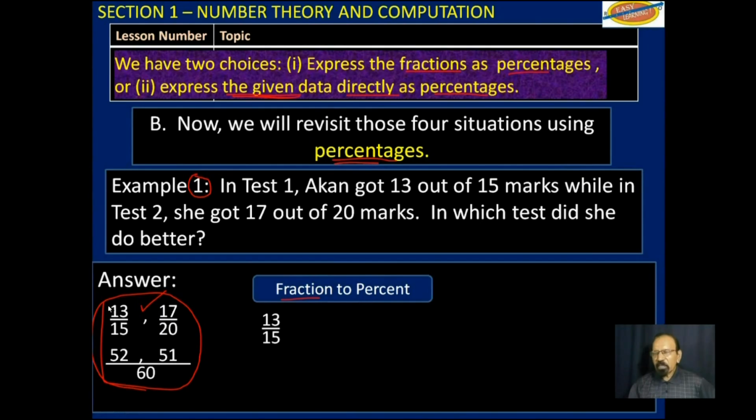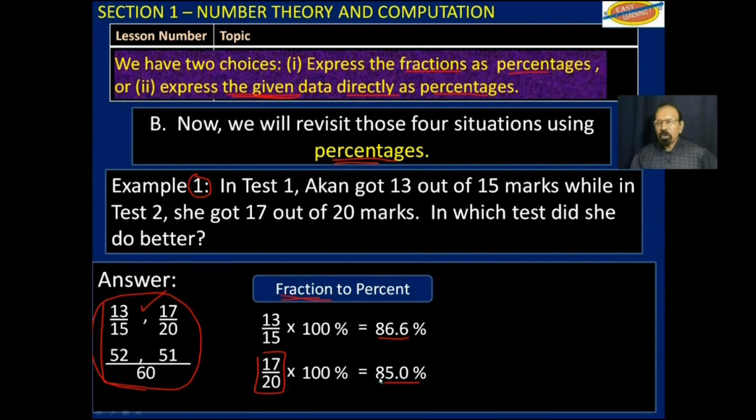So the first one is 13 out of 15. You multiply that by 100 and you get 86.6%. And the second one is 17 out of 20. So we are carrying this fraction to a percentage. We multiply by 100% and we get 85.0. So carrying the fraction to percentages, you could see that we have the same answer we got previously when we were dealing with fractions alone.